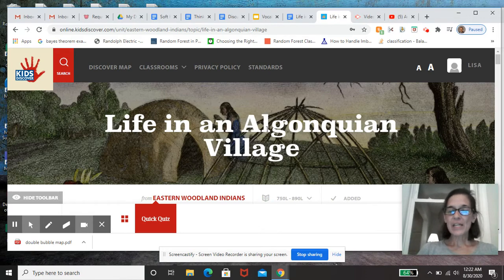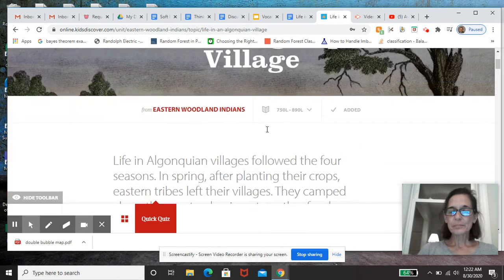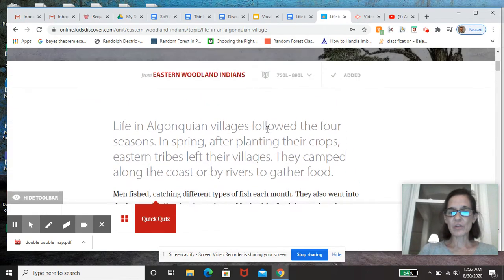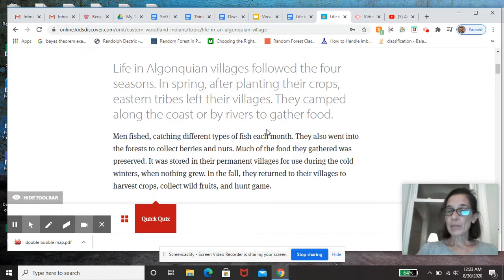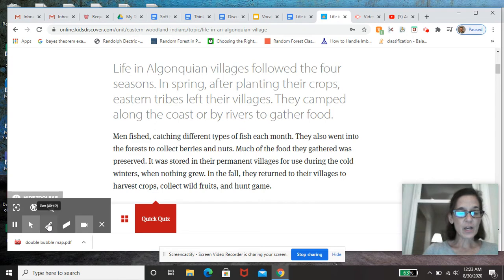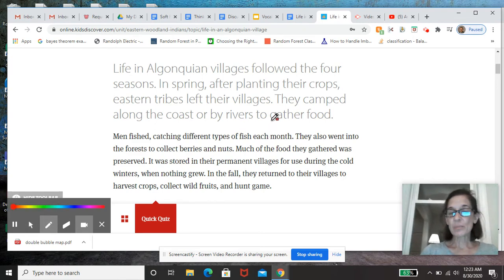So life in an Algonquin village, I'm going to begin reading this with you today. I'm not going to read it all, but I'm going to begin reading it with you. And I'm going to go ahead today and start putting my exclamation marks, but you don't have to. You can wait and do that tomorrow as long as you have put your vocabulary in your notebook today. And I'm going to take my little pen and start looking for things that surprise me while we read.